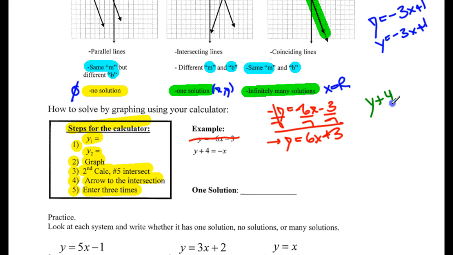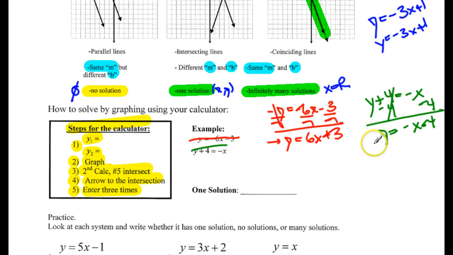Y plus 4 equals negative x. That's what it was here. We're going to change it. I want it y equals, so I'm going to get rid of the minus 4. So now I have y equals, let's just write it in order, negative x minus 4.